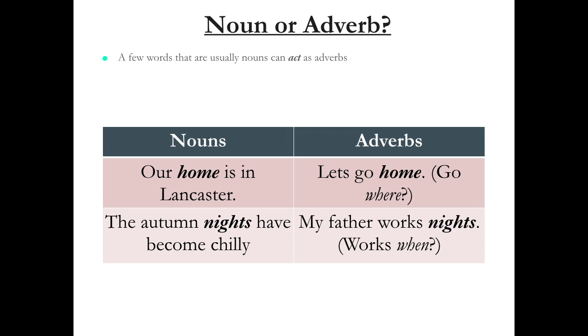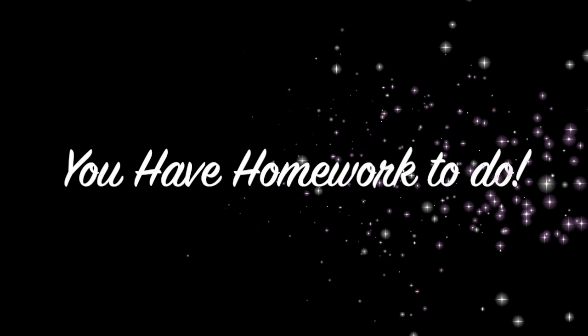So for instance, on our first side here, our home is in Lancaster. Is is our verb, in Lancaster is a prepositional phrase, so we're not too worried about that. What's in Lancaster? Home. Home is the thing that is in Lancaster. It's also the subject of the sentence. As opposed to, let's go home. Where are we going? We're going to go home. So in that case, home is acting as an adverb. This one's pretty tricky, so we'll probably spend some more time on it whenever we get back together next week.